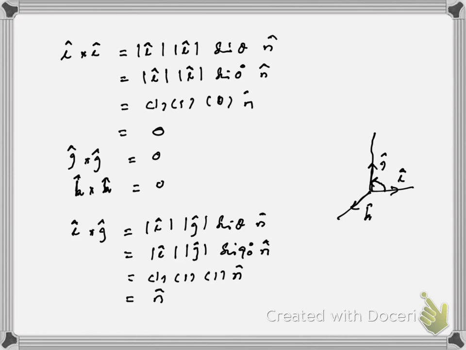N cap is a unit vector which is perpendicular to I and J both, which must be k cap. So n cap is equal to k cap. As you know that A cross B is equal to minus B cross A, so J cross I is equal to I cross J in opposite direction, yani minus I cross J means minus K cap.